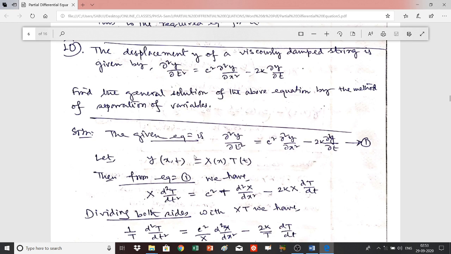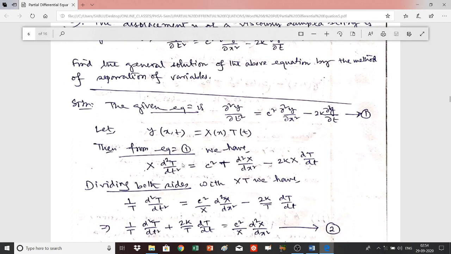Now to solve this equation, you just write y(x,t) is equal to X(x) T(t), and then substitute the values of the partial derivatives, that is del 2y by del t square, del 2y by del x square, and del y by del t in this expression. That will give you X d2T by dt square is equal to c square T d2X by dx square minus 2k X dT by dt. So dividing both sides by XT, that will give you 1 by T d2T by dt square is equal to c square by X d2X by dx square minus 2k by T dT by dt.